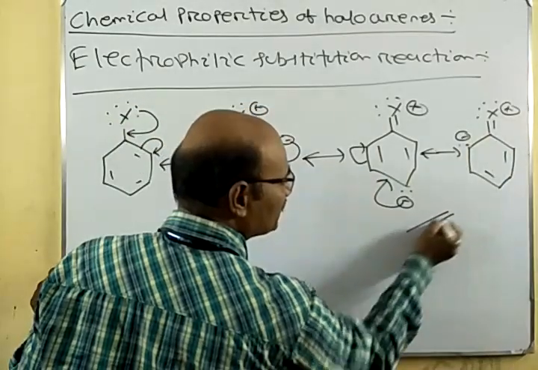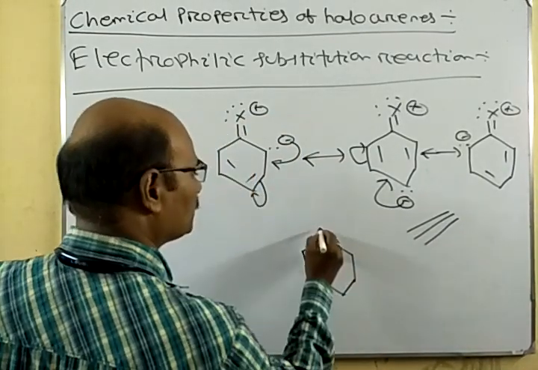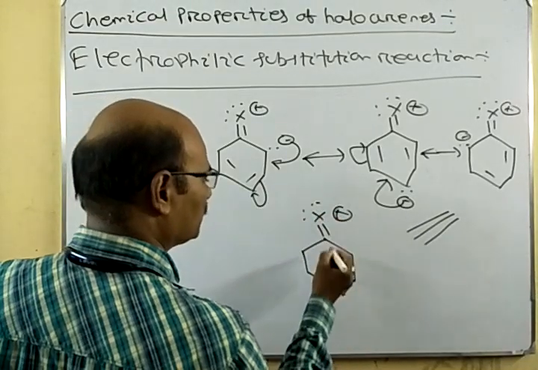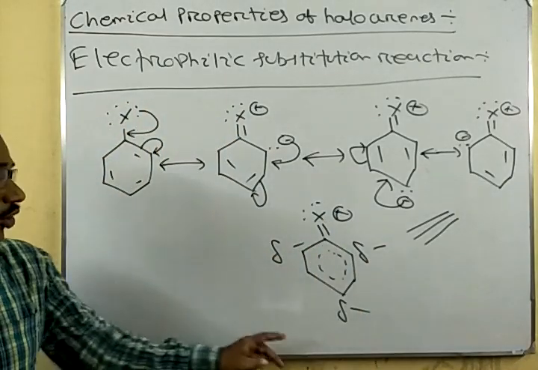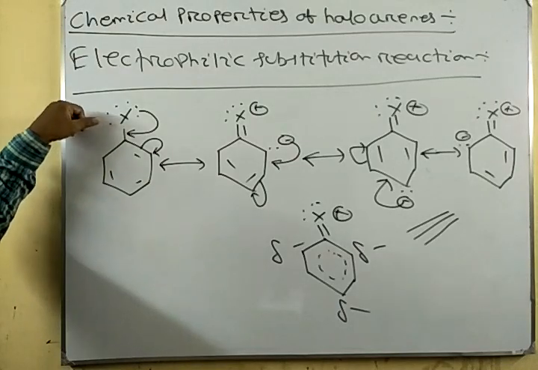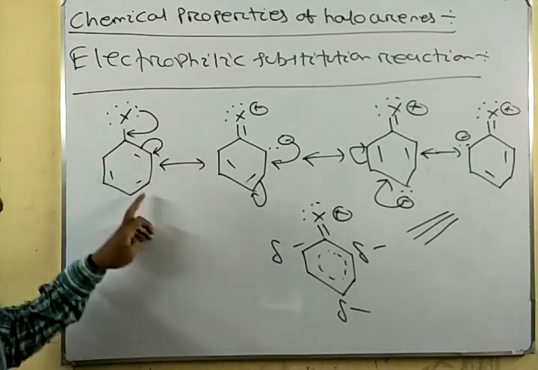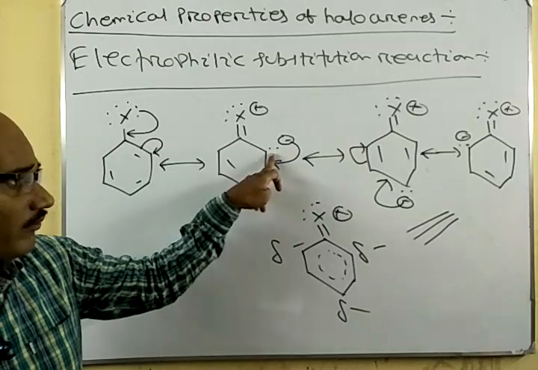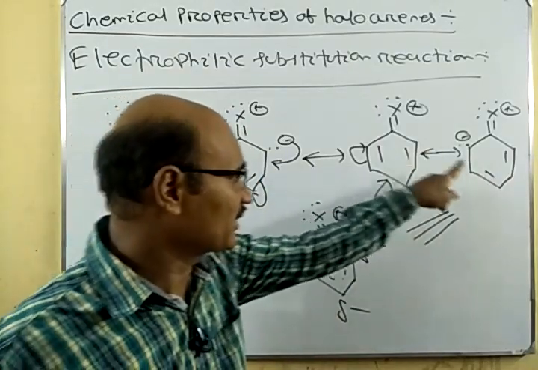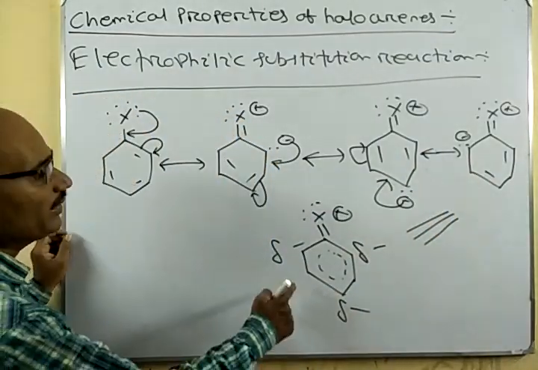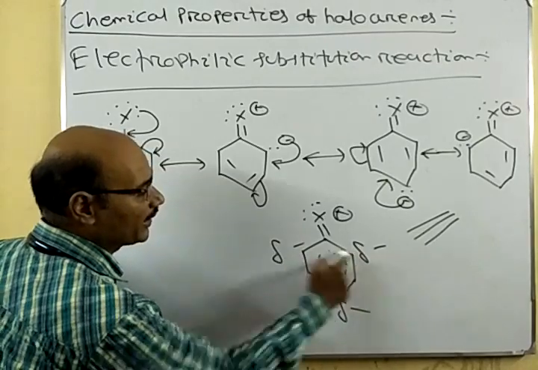And this I can write as the equivalent structure, normal X plus, with delta minus. So the halogen atom present in the haloarene undergoes resonance, the plus M effect, producing the minus charge at the ortho position, para position and also the other ortho position. These two positions are the same. Now these three structures, I can write as the equivalent structure where I have the plus charge on the halogen atom and the minus charge on the ortho and para positions.